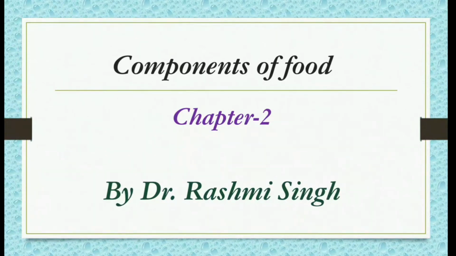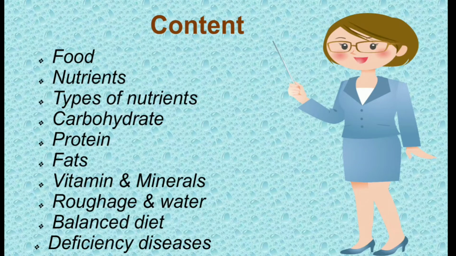So before moving ahead, firstly I would like to discuss the topics of the chapter. Here we will be covering topics such as food. In the food section we will talk about why we eat food and what its importance is. Then we'll discuss nutrients, why we eat different varieties of food and what their importance is. Then we'll talk about the types of nutrients. Here we will discuss the components of food such as carbohydrates, proteins, fats, vitamins and minerals, roughage and water. Then we'll talk about balanced diet and its importance. Then we'll discuss deficiency diseases.